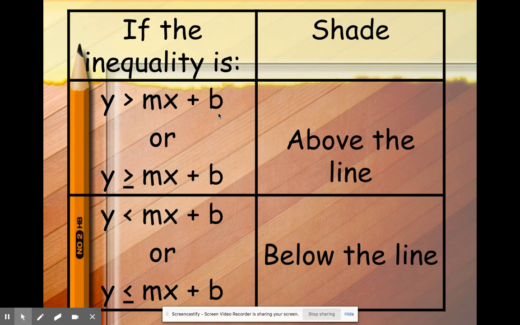If an inequality is y is greater than mx plus b or y is greater than or equal to mx plus b, you're going to shade above the line. This is very, very important to remember. Anytime you have a greater than or equal to, you will shade above the line. If you have a less than or equal to sign, you will shade below the line every single time. This is probably one of the more important pieces, so make sure you understand this.